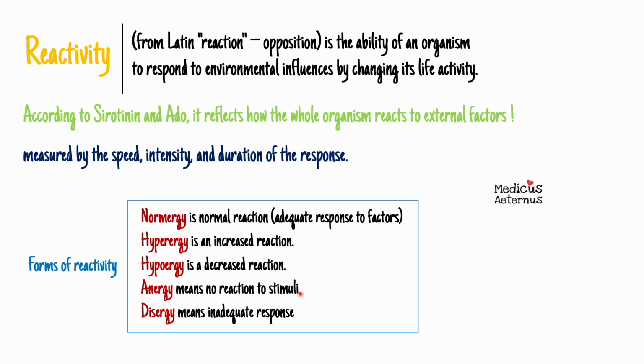For example, if you shine a light on someone's eye and there is no reaction of the pupil, that means he has anergy. But if he has dysergy, that means his pupil will not constrict, it will dilate, which is dysergy.